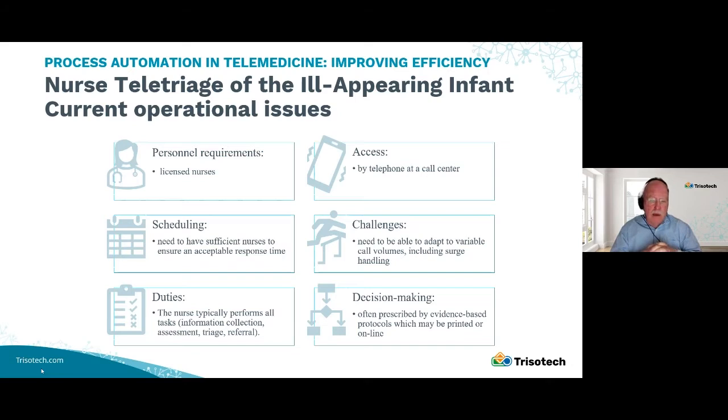To make nurse telemedicine work, you needed to hire some nurses, you needed telephone access, and you needed to schedule enough nurses so that there were some there at all times. You needed to have the nurses perform a variety of duties. There were challenges that needed to be met, such as not having too many nurses around so they were idle, nor not enough nurses so that wait times were a problem. And this is primarily a problem when there are pandemics or outbreaks. And finally, most of the decisions are made by nurses who very carefully follow protocols that have been established to reduce liability and to optimize care. Next slide, please.